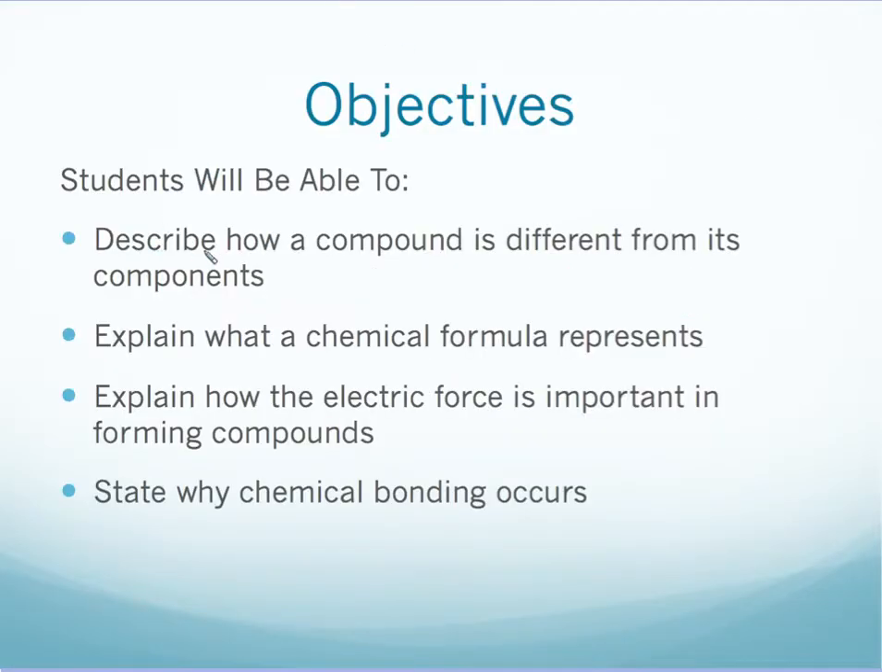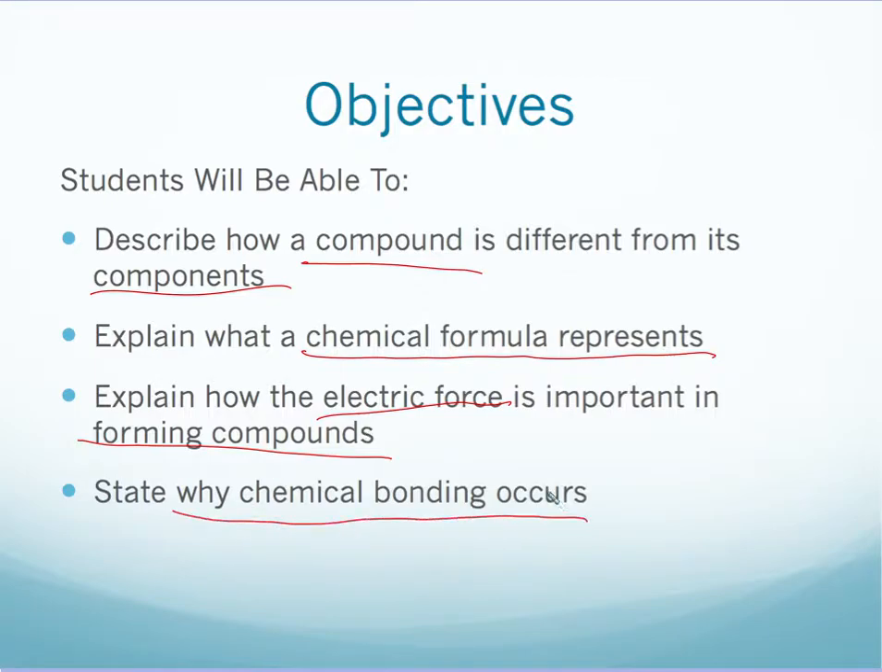So today, you're going to describe how a compound is different from its components. We're going to look at differences there. You'll tell me what a chemical formula represents, which we've done before. We're going to review it again. I want you to explain how the electric force is important in forming compounds, and we'll talk about that. And then, why does chemical bonding occur? That's our last task and goal for this lesson.